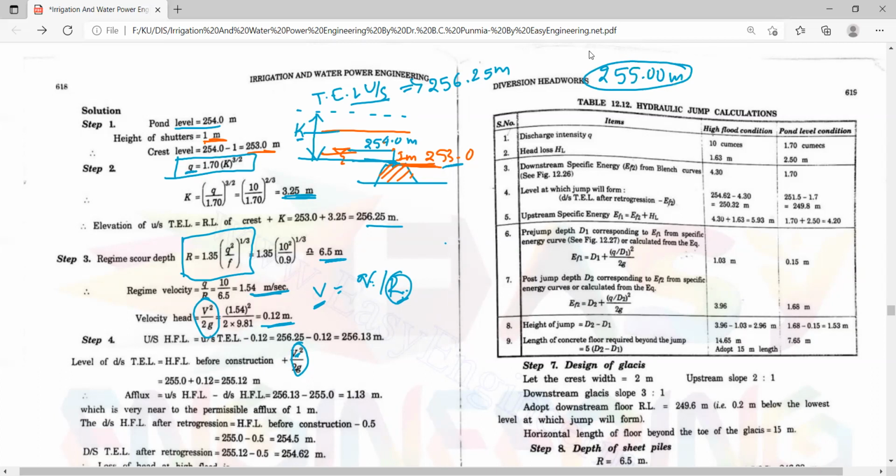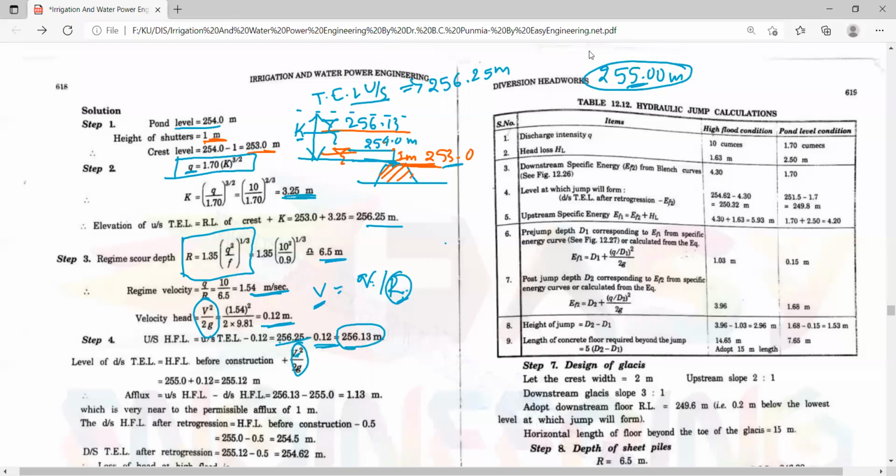total energy line minus V square by 2g. Total energy line upstream side minus V square by 2g. Okay? 256.25 minus V square by 2g. So V square by 2g will be 0.12 meters. So 256.25 minus 0.12, you are going to get the high flood level after construction of weir. So this will be 256.13 meters.